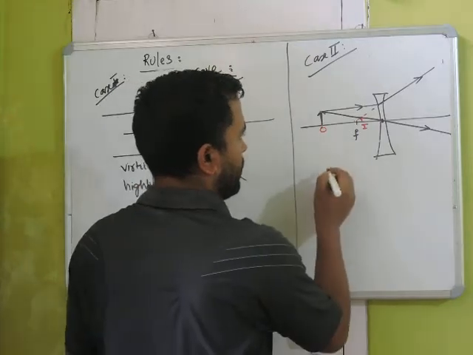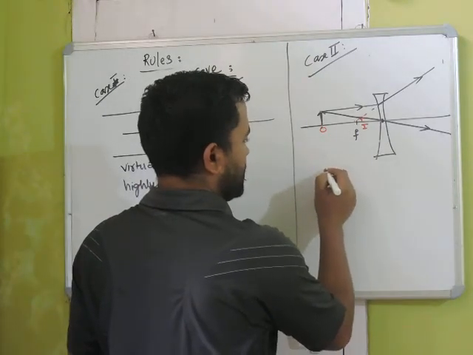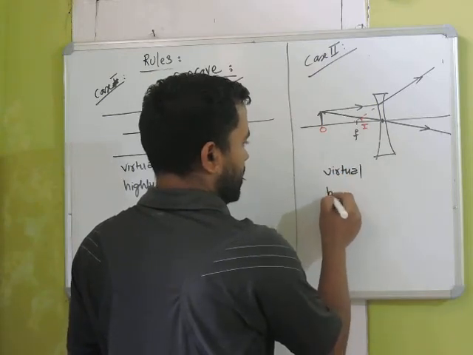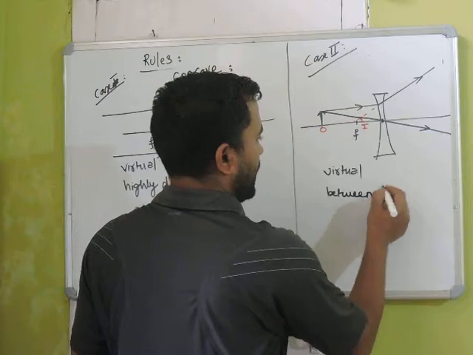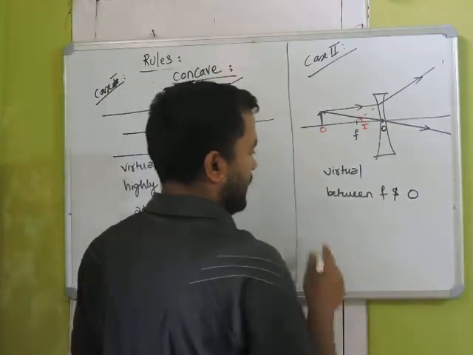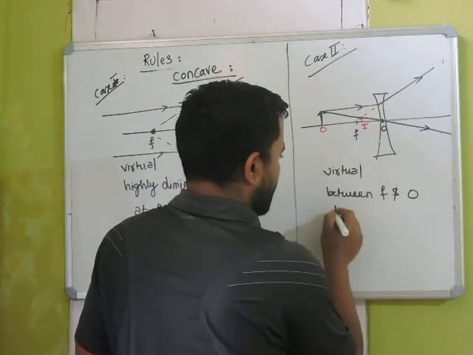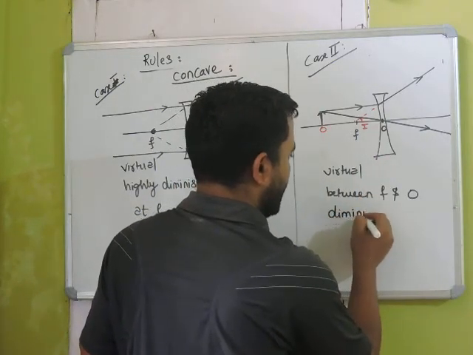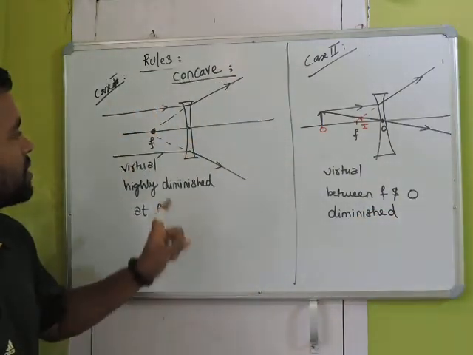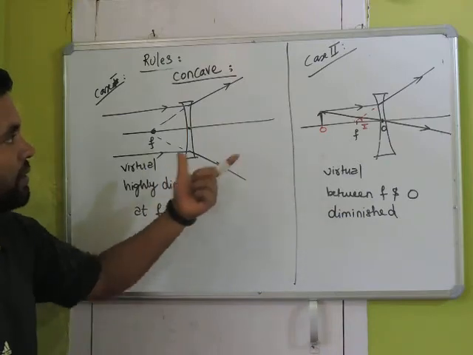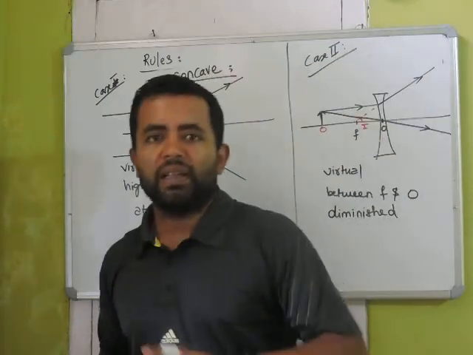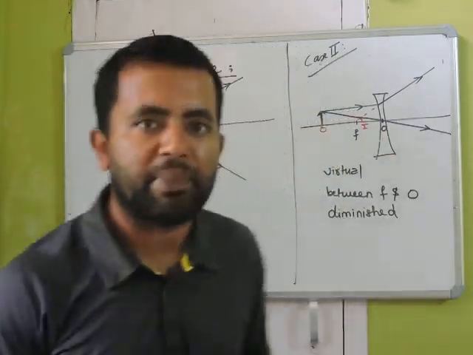So this image is virtual, between F and O. This is optical center, and diminished, not highly diminished, but it's diminished. Now actually these lenses, concave, convex, or whatever, are used in telescope, they are used in microscope, they have plenty of applications.